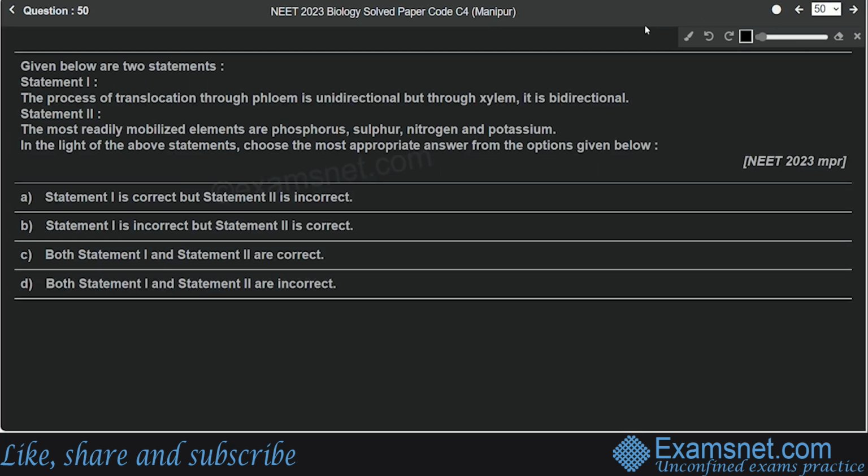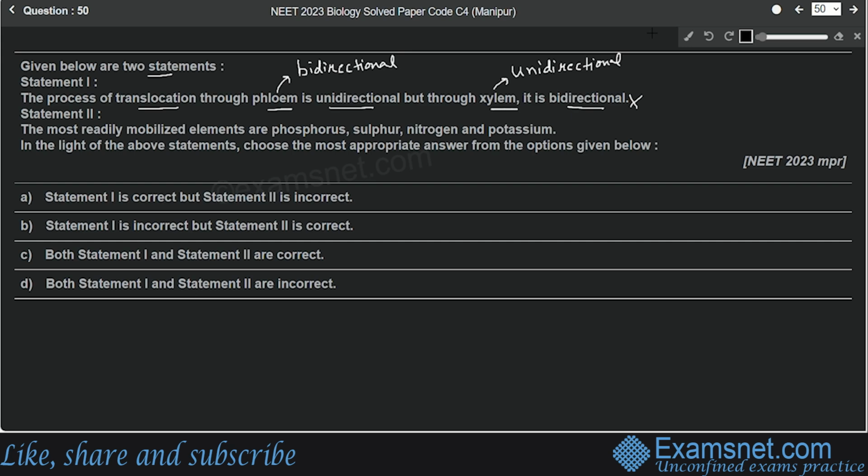Question number 50 is from the chapter Transport in Plants as well as Mineral Nutrition. Here two statements are given and we have to identify the correct statement. The first statement says that the process of translocation through phloem is unidirectional, but through xylem it is bidirectional. So this is incorrect, okay? Because through phloem the process of translocation is bidirectional, whereas through xylem it is unidirectional.